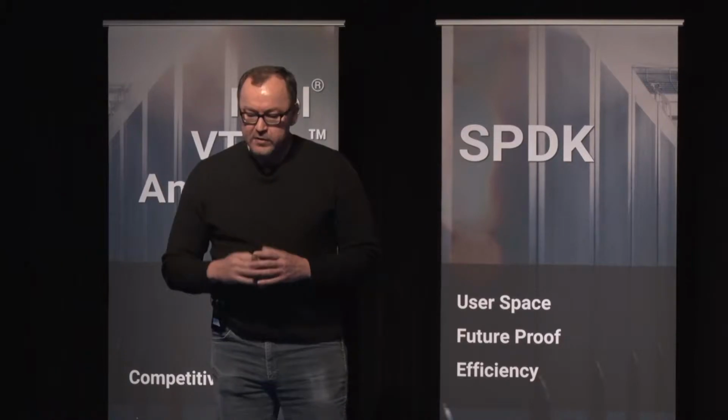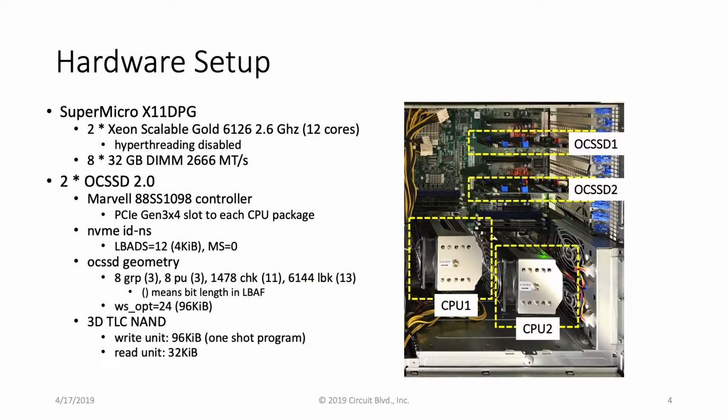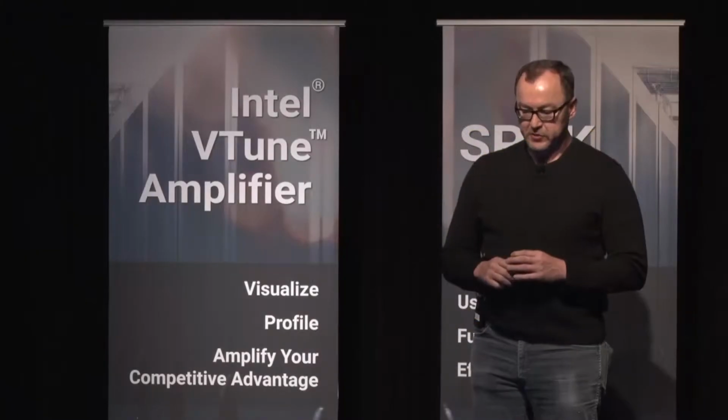This supports Open Channel 2.0, and we're using the Marvell 88SS1098 platform controller. We configured this for the NVMe identify namespace, and we programmed the logical block address to have a minimum of 4 KiB. We also turned off the metadata size, making it 0, so that we can make measurements and get full performance. And we also turned off hyper-threading on the Xeon processor.